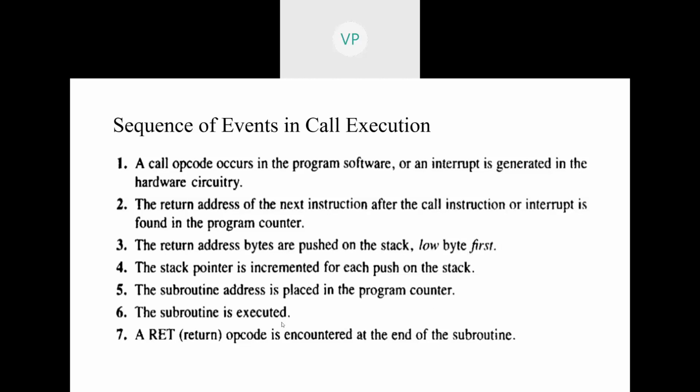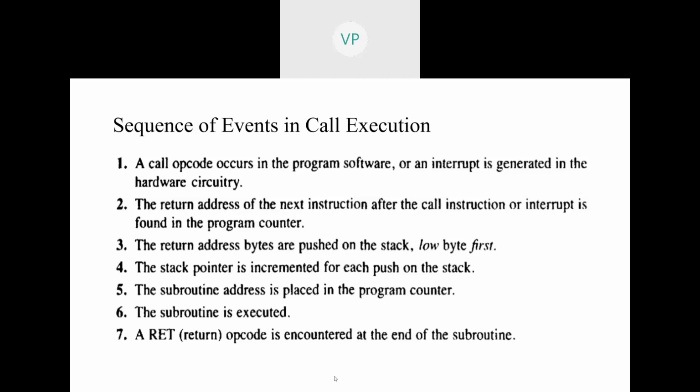The program counter now has to hold the address of the subroutine. It will execute the subroutine and perform the return. The subroutine is executed, and the return opcode is encountered at the end of the subroutine here. Everyone understood? This is the sequence of events which takes place after the call opcode is called. Everyone understood this?